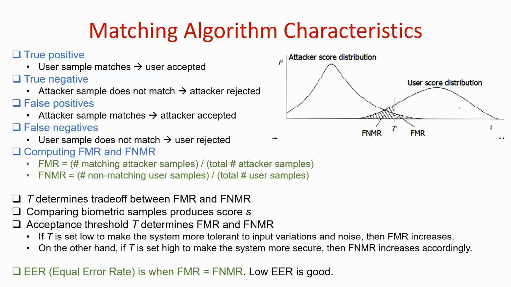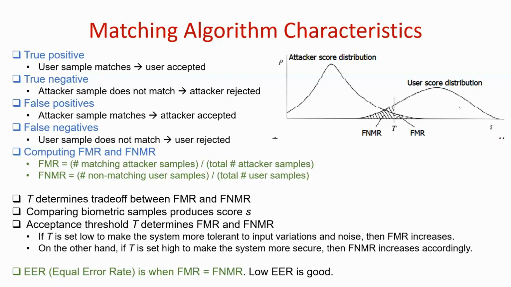That means the number of attacker samples that were actually accepted. So this is the number of false positives over the number of false positives plus the number of true negatives. That's the total number of attacker samples. The FNMR is the number of non-matching user samples over the total number of user samples. The non-matching user samples are the false negatives over the total number of user samples, which is the false negatives plus the true positives.